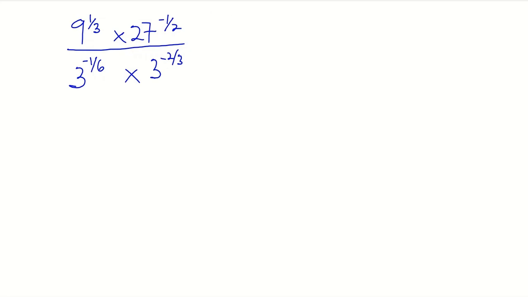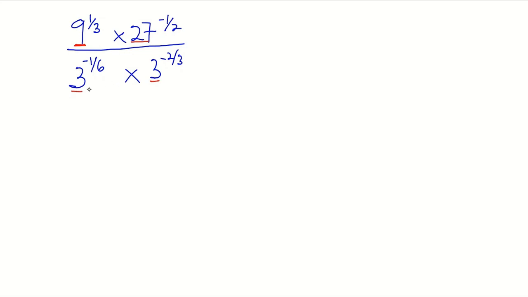Let's get started. And so we have our question as 9 exponent 1 out of 3 times 27 exponent negative 1 out of 2, all divided by 3 exponent negative 1 out of 6 times 3 exponent negative 2 out of 3. And so to solve this question, we can see that they have different bases. So we have the base 9, the base 27, the base 3, and the base 3. And so we'll have to ensure that these bases are the same.